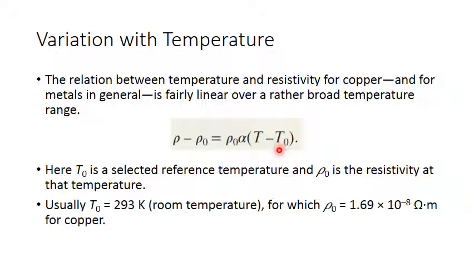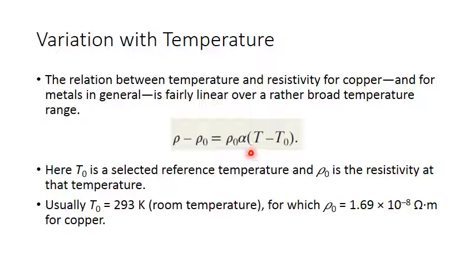So assuming that we have the resistivity of copper at a temperature of, say, 30 degrees, and it is required to find out the resistivity at 50 degrees. So 50 minus 30, multiplied by alpha, multiplied by the resistivity at 30 degrees, gives us the difference between the resistivity at 50 degrees and at 30 degrees. Okay? Here T naught is selected as a reference temperature and rho naught is the resistivity at this temperature.